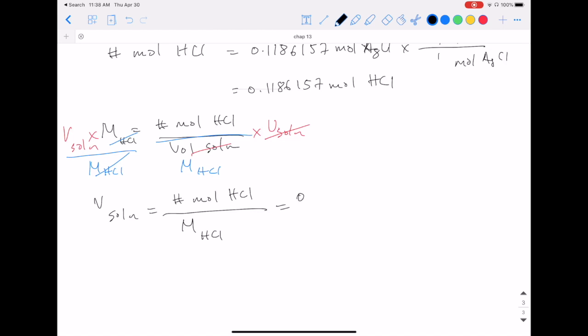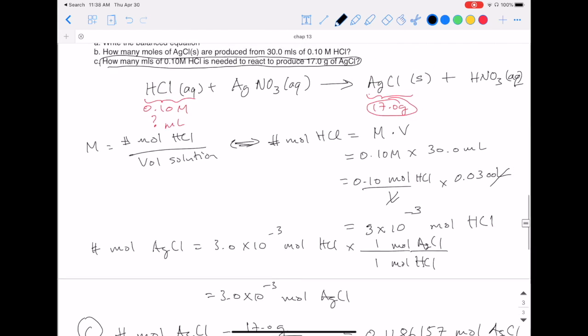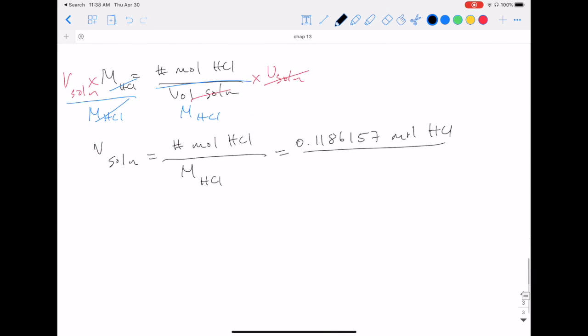The number of moles I already have from my calculation. The molarity is given to us as 0.1 molar, so we would write that down. And remember that 0.1 molar is the same as 0.1 mole per liter. And this is how your units cancel out. And then you have 1 over liter, which just becomes liter. And so your final answer is 1.19 liters of solution. In milliliters, this would be 1.19 times 10 to the third milliliters.